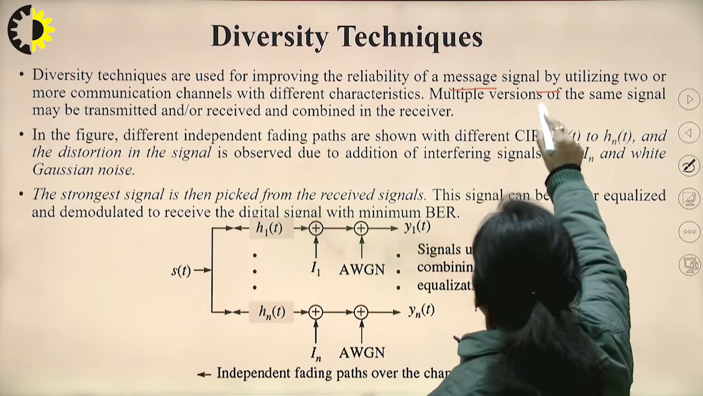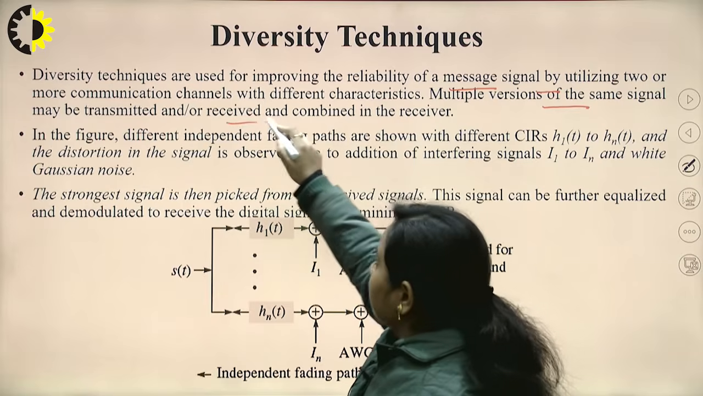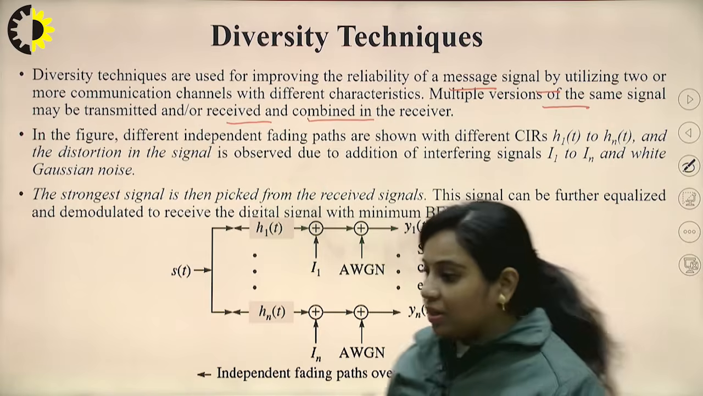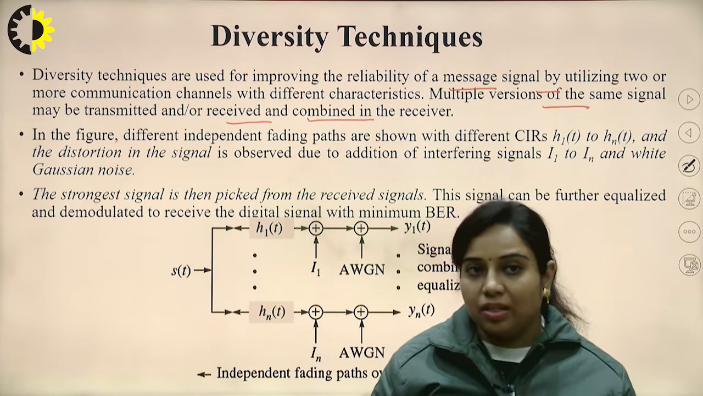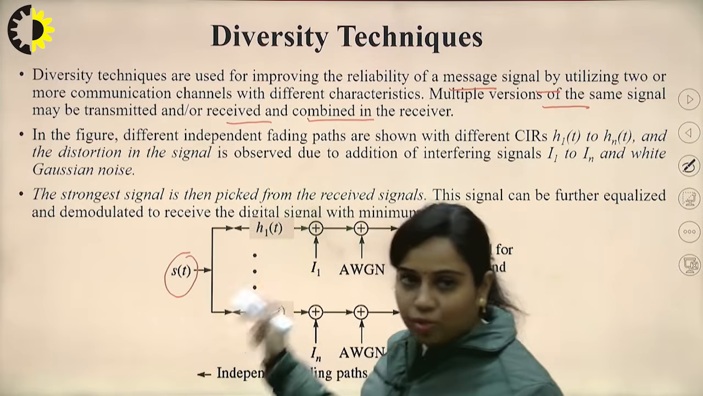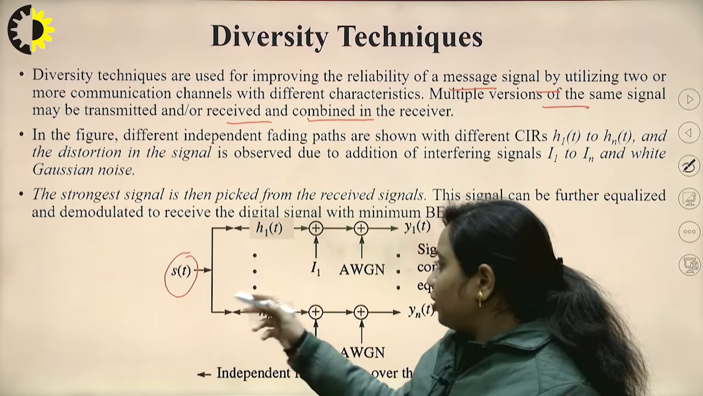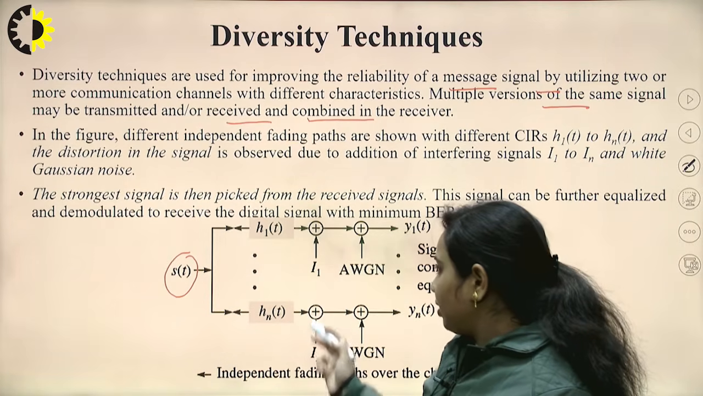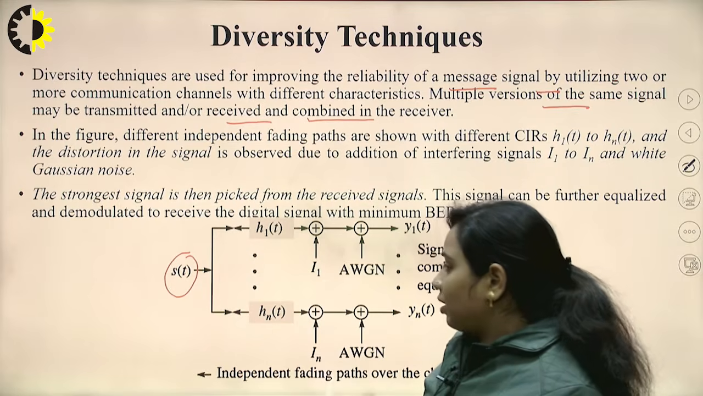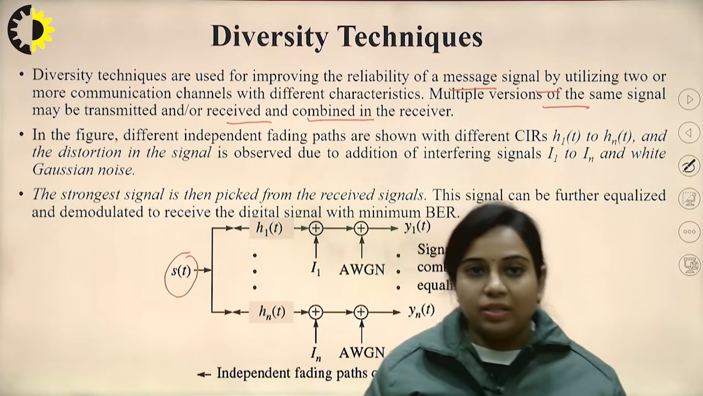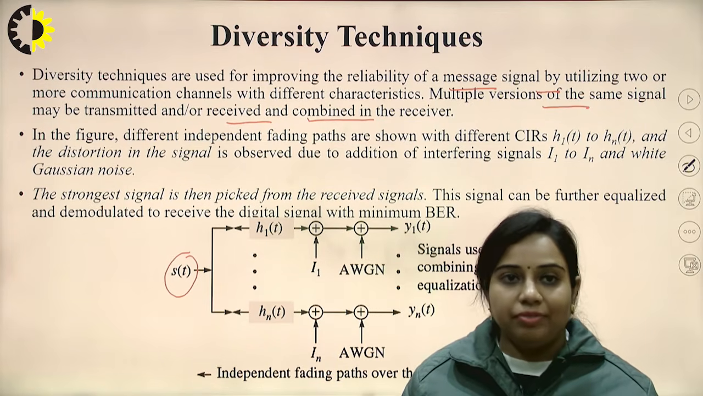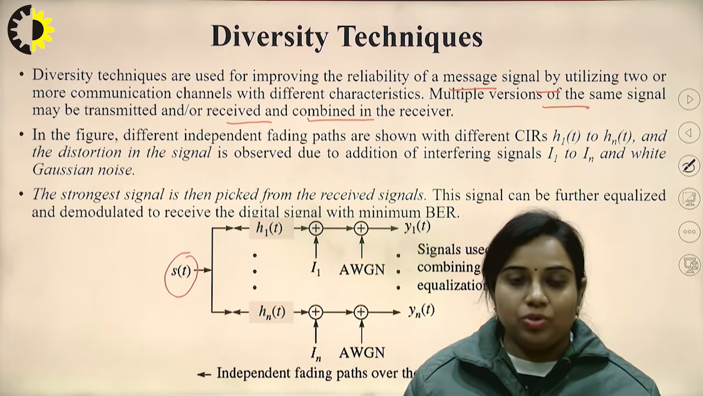Multiple versions of the same signal may be transmitted and/or received and combined in the receiver. Basically, we can take a single signal, denoted by ST here. This is clearer from this diagram. It is then transferred over different channels. These are the different channels, and all these channels have their own carrier signals of different frequencies. Then these signals are divided into a different number of signals, and these will be combined together in the receiver.